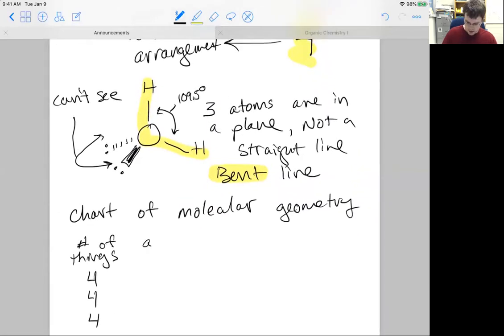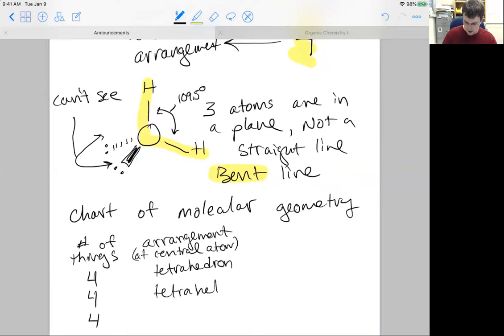And then we have the arrangement at the central atom, which in every case is going to be a tetrahedron. But what differs in each case is the number of lone pairs. We could go from 0 to 1 to 2, and that's going to control our geometry.